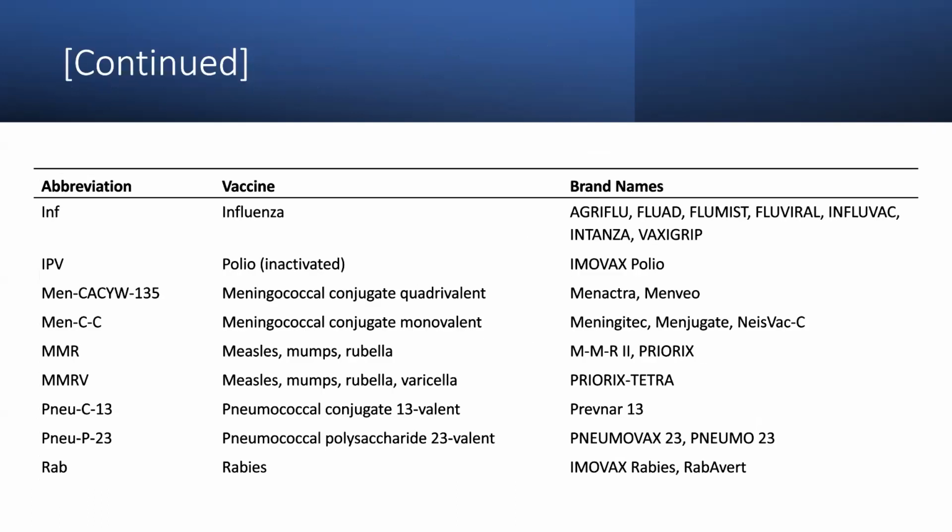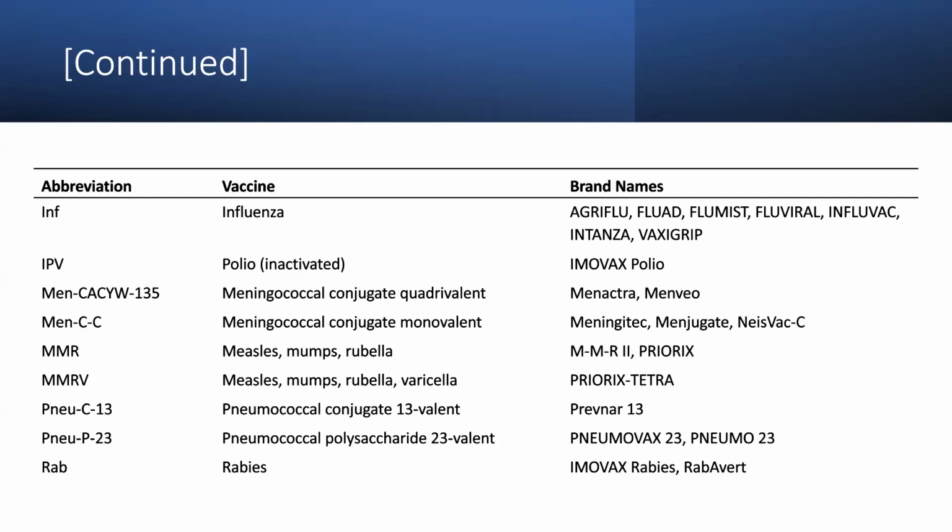INF, influenza: Agriflu, Fluad, FluMist, Fluviral, Influvac, Intanza, and Vaxigrip. IPV is inactivated polio: Imovax Polio. Men-C-ACYW-135 is meningococcal conjugate quadrivalent: Menactra and Menveo. Men-C-C, meningococcal conjugate monovalent: Meningitec, Menjugate, NeisVac-C. MMR, measles, mumps, rubella: MMR II or Priorix. MMRV, measles, mumps, rubella, varicella: Priorix-Tetra.